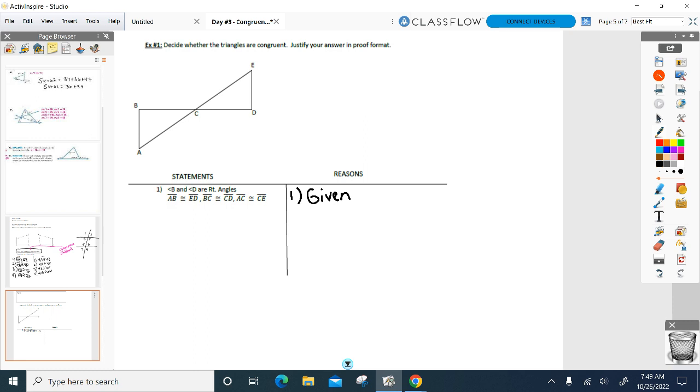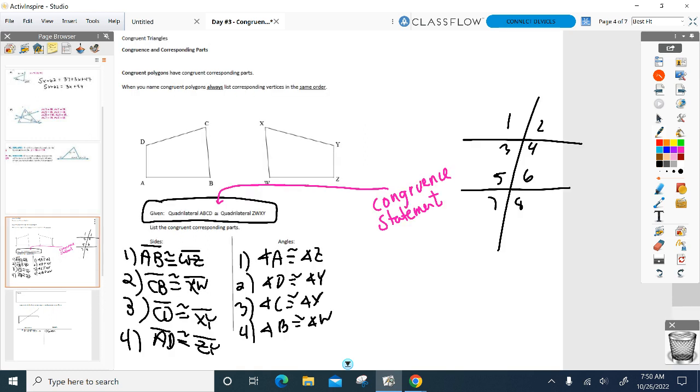Okay, before you mark your diagram, decide if these triangles are congruent. How are we going to do that? If all the sides and all the angles are congruent. That's what we need to prove right now.